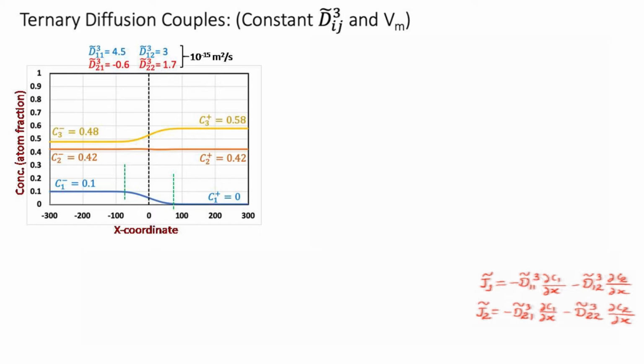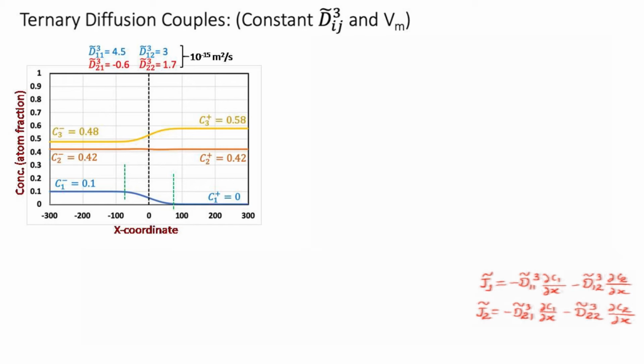These are the concentration profiles of the 3 components developed in a hypothetical ternary diffusion couple, which was assembled between 2 terminal alloys. On the left side, the alloy had 10% of component 1, 42% of component 2, 48% of component 3. On the right side, the alloy had 42% of component 2 and 58% of component 3. Components 1 and 2 are being treated as independent components here and component 3 is treated as the dependent component.